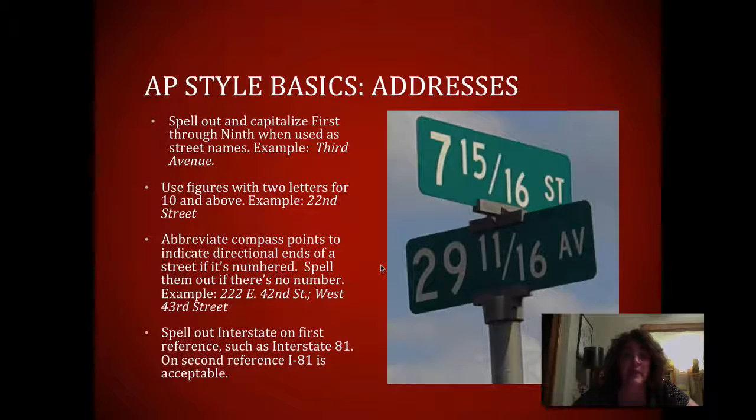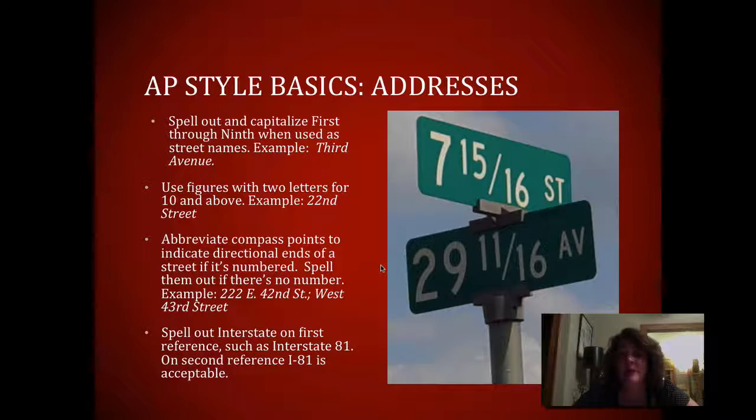So, as we note here, we also use figures with 2 letters for 10 and above. So, for example, we have 22nd Street. We abbreviate compass points. When we're indicating direction, we spell them out if there's no number, or we abbreviate them if there is. The example here is 222 East 42nd Street. So East in that case is abbreviated, as is street. Or if we said he lives on West 43rd Street, notice West is written out and street is written out.